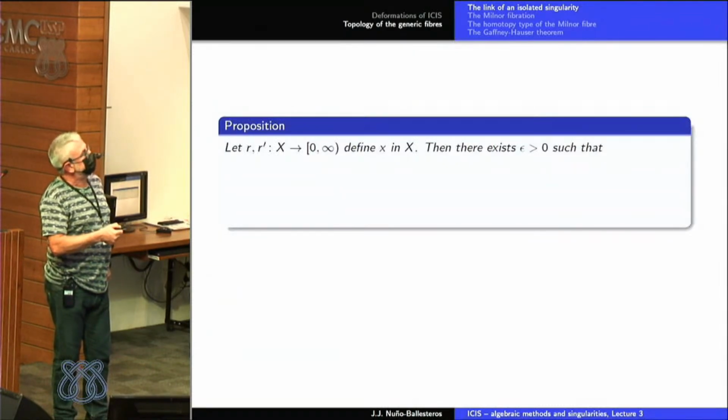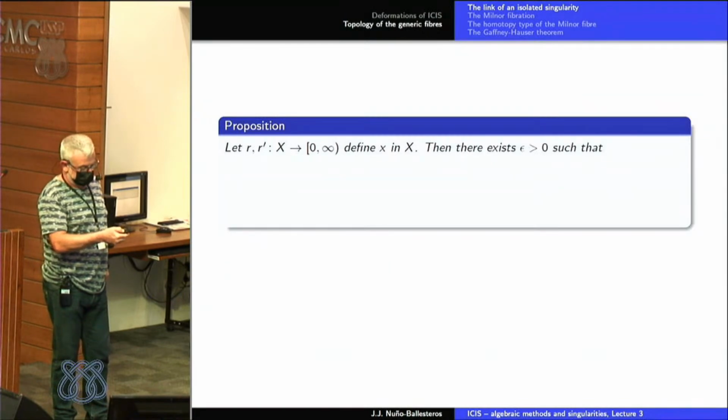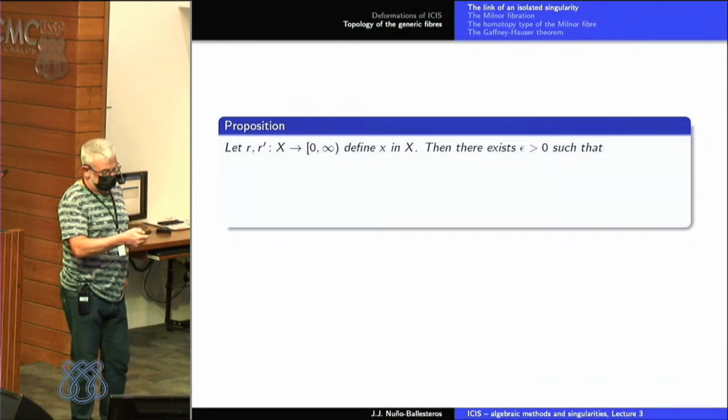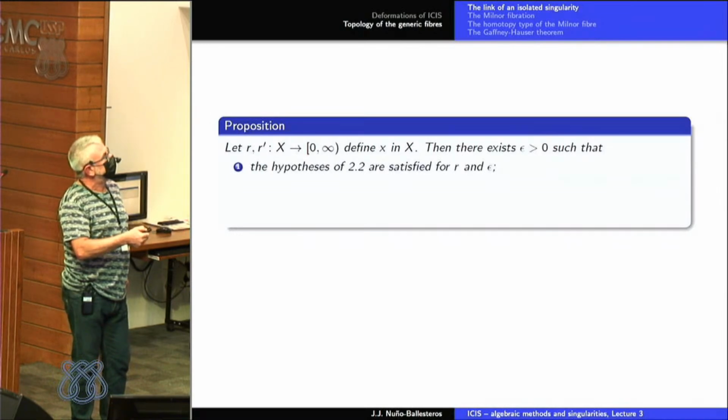Okay, so let's see that the choice of the control function r and the epsilon is not important. So if you have two functions r and r prime, which define x in X, then there exists an epsilon positive such that the hypotheses of the previous proposition are satisfied for r and epsilon.